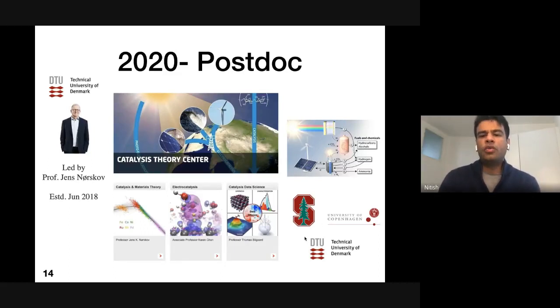And also, one of the reasons that I chose to go here was because of the strong collaborations that they have. There's a very collaborative atmosphere, which I mentioned earlier is something that I think is very important. And that is something that they have at the CatTheory Center. So that's one of the reasons that I also decided to go to this place.